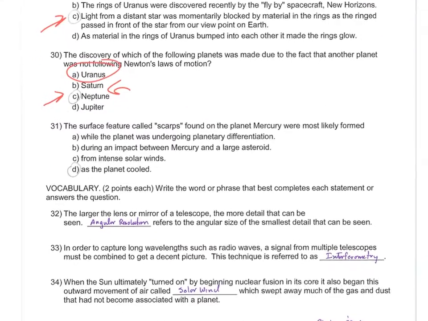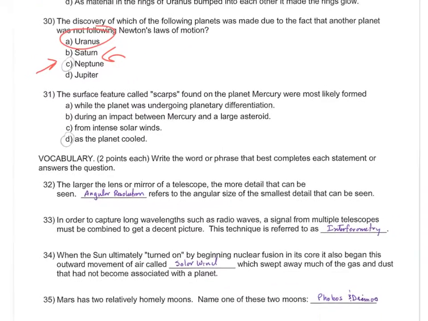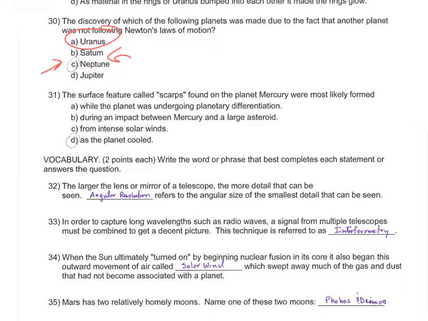Question 31. Scarps are found on Mercury, and they were most likely formed as that small planet, remember, think of pizza. Mercury's pretty darn small. It cooled quickly, and actually it cracked, kind of like sidewalks crack. Sidewalks crack because they expand when they're hot and contract when they're cold. So that's what formed these scarps on the planet Mercury. So D was the best answer there.